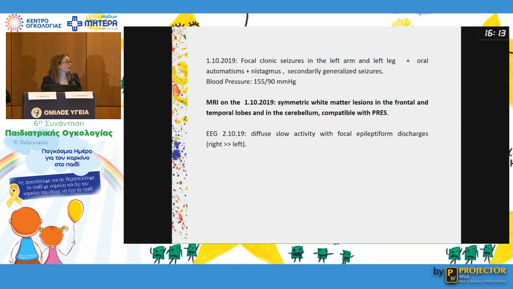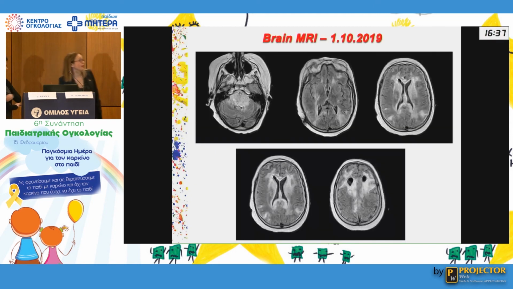Blood pressure 155 on 90. The MRI on the very same day showed a symmetric white matter lesion in the frontal and temporal lobes and in the cerebellum, here again compatible with PRES, and the electroencephalography was pathological with diffuse slow activity with focal epileptiform discharges.